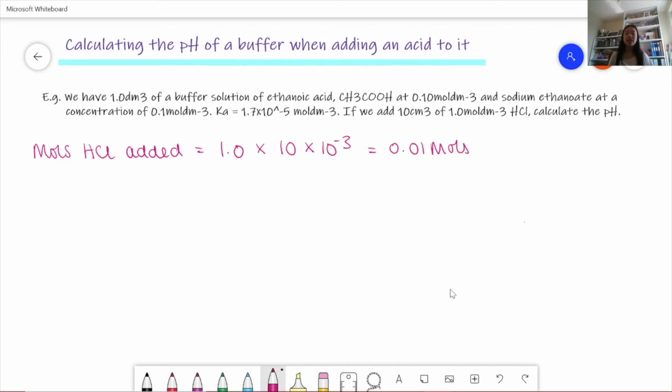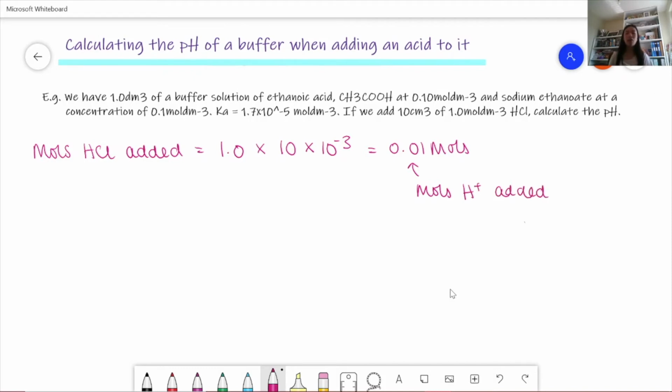And this actually tells us how much H plus is added because HCl is monoprotic. So 1 mole of this HCl will donate 1 mole of the H pluses. And so this also comes out to be the moles of H plus ions added.